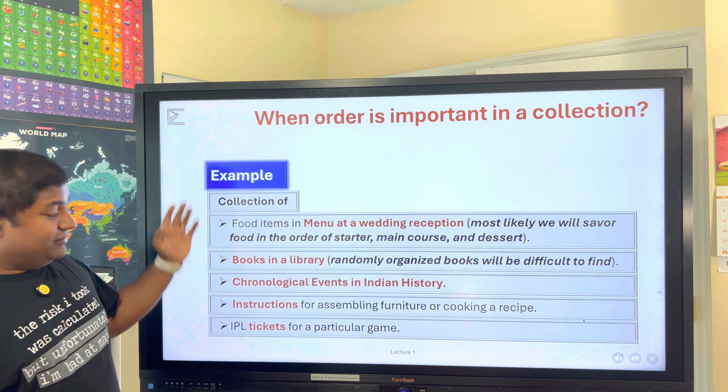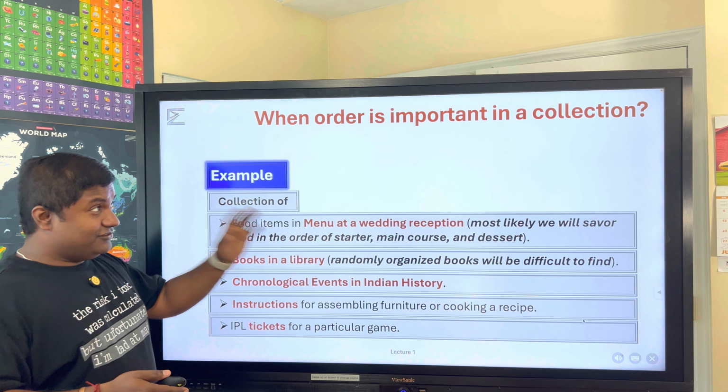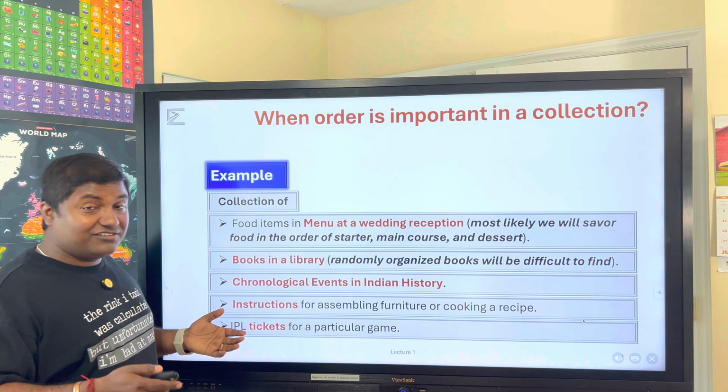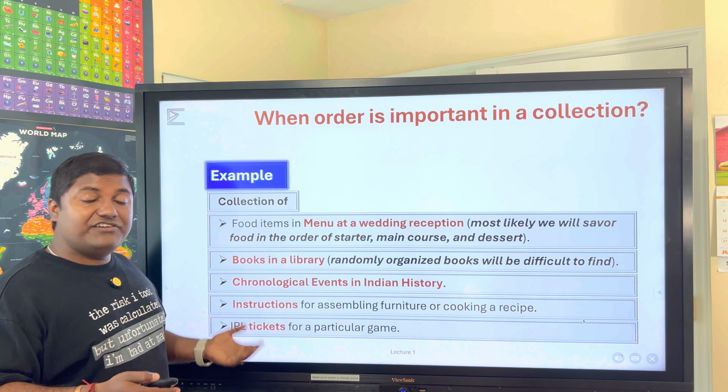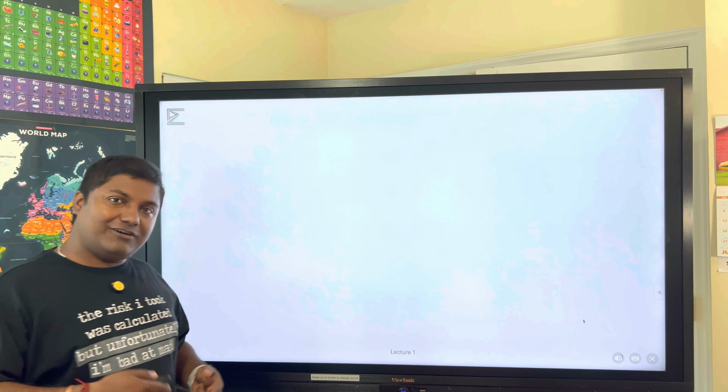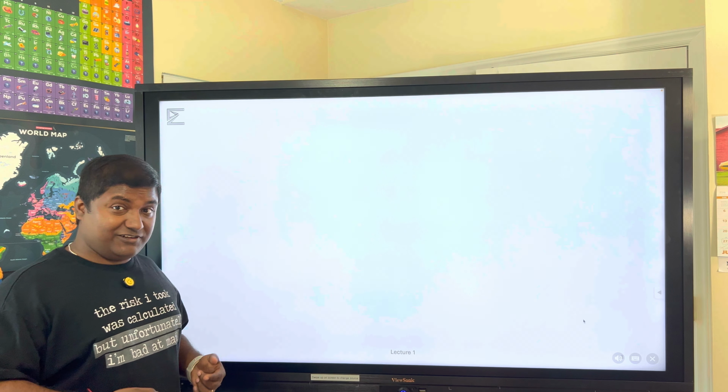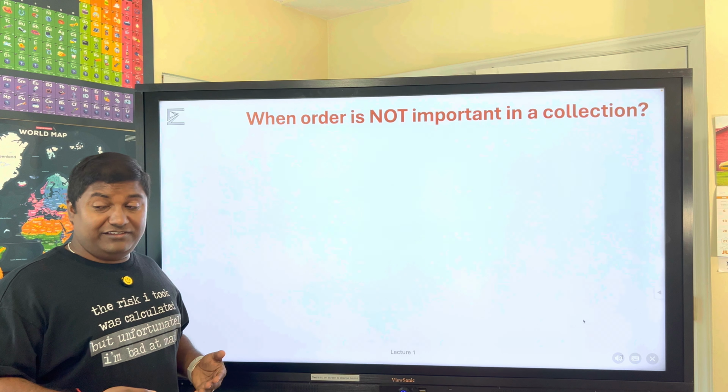So if you consider this kind of collections that we just discussed, their order is always important. Now we are going to discuss the opposite. We are going to see examples of collections where order is not important.